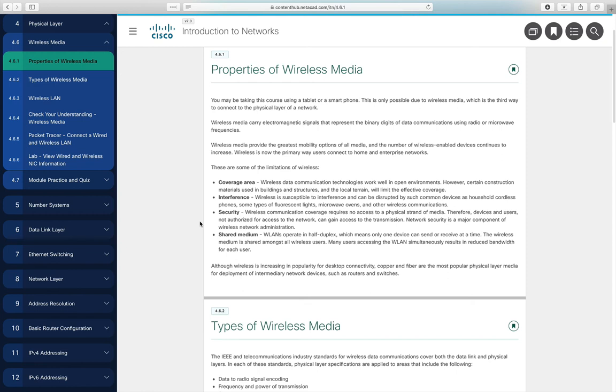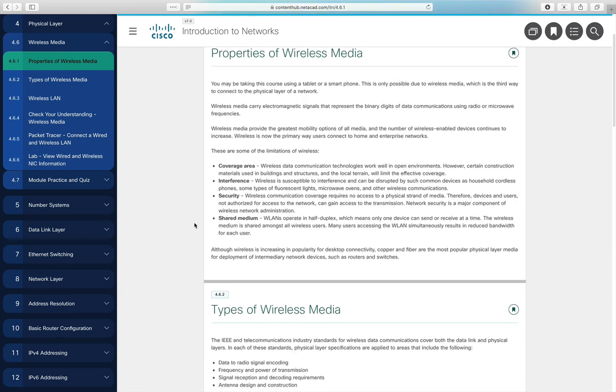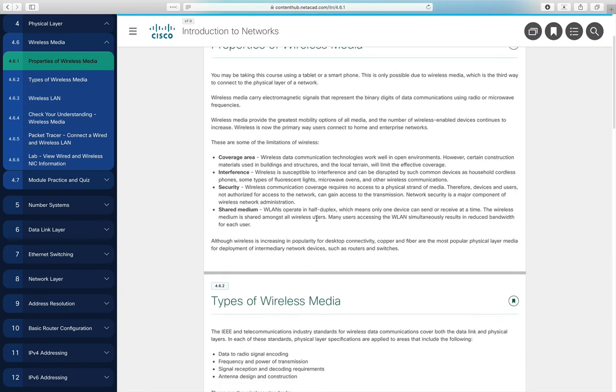Also, the encryption methods that are used in wireless are not as strong as some of the other encryptions that are used. And because we have a shared medium, we have to operate in something called half duplex as opposed to full duplex. Basically, what that means for the point of this discussion is the bandwidth is cut in half.